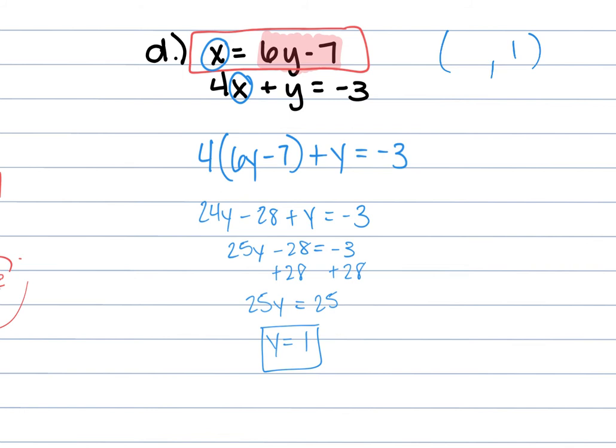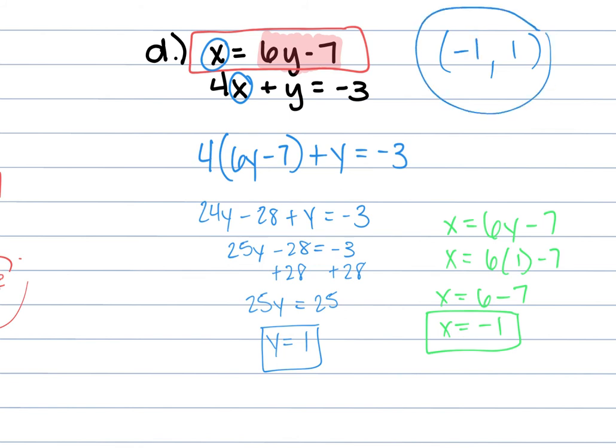So let's just write, I'm going to use the first equation. x equals 6y minus 7. Plug in y equals 1. x equals 6 times 1 minus 7. This is going to be x equals 6 minus 7. So x should be equal to negative 1. So your answer is negative 1 comma 1. Yes.